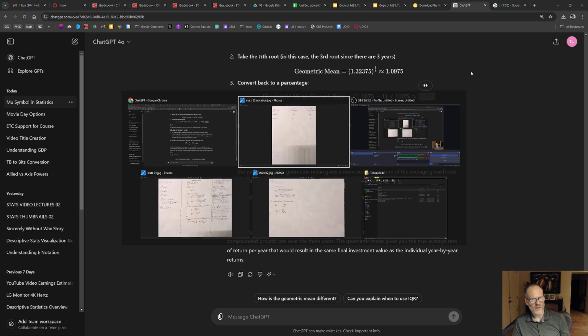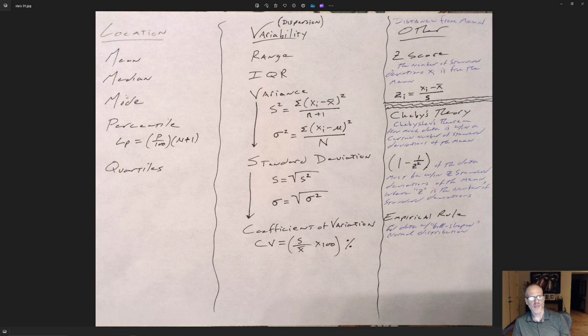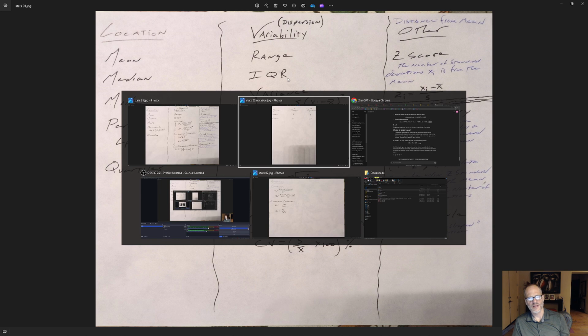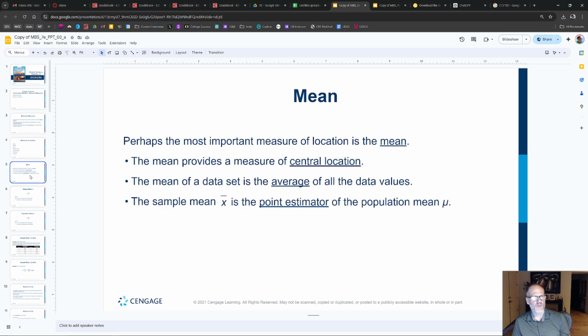The main ones I want you to really feel comfortable with are these right here: mean, median, mode, percentile, and quartiles. And then we also start talking about the interquartile range. So let's continue to explore these.